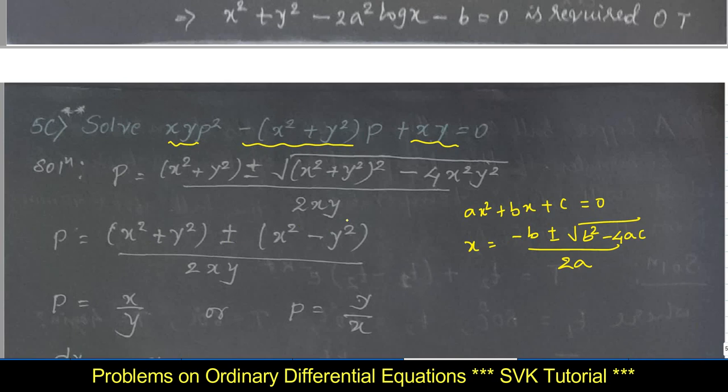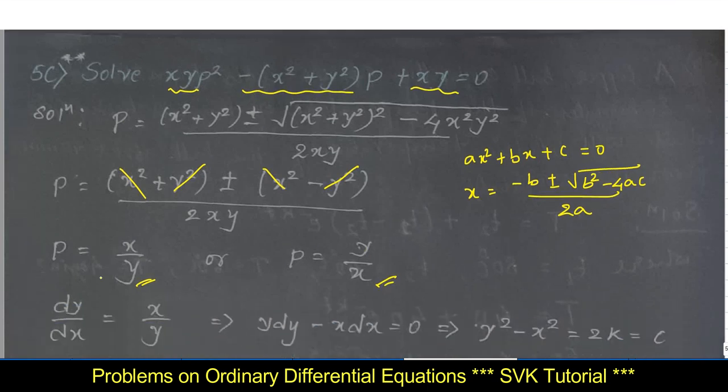When I take positive sign, here y square gets cancelled. When I take negative term here, I am going to get x square cancelled. So that is what I have taken. P will be equal to, when I am left with x square term, x square plus x square becomes 2 times x square divided by 2xy. So it will be x by y. When I take negative term, we will be left with y square, 2y square divided by 2xy. So 2y gets cancelled. You are left with y by x when it is negative.